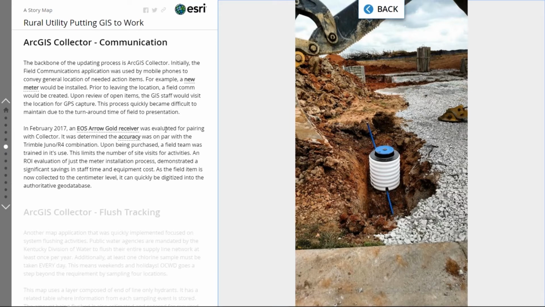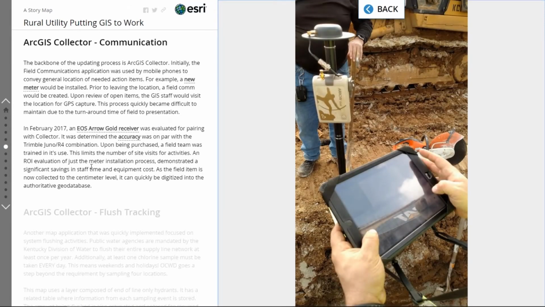Eventually we took a month and evaluated the EOS receiver, and we paired that with our tablet, our iPad, and took it out in the field, and it got very comparable accuracies with the Juno. So we reserve our Juno Trimble for big projects where we know there may be some elevation differences occurring after, say, a state highway project where they'll come back and regrade over lines that we may have installed or moved or updated.